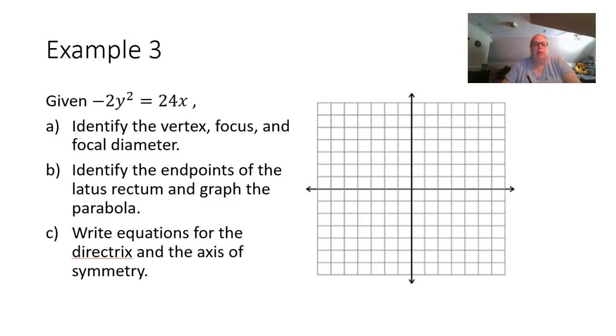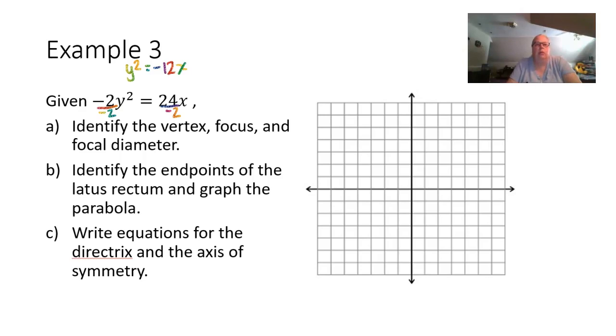Example 3, given -2y squared is equal to 24x, part A, identify the vertex, focus, and focal diameter. All right, let's take this and let's actually get y squared by itself first of all, so that we can get this parabola in its standard form. This is going to give me y squared is equal to -12x.